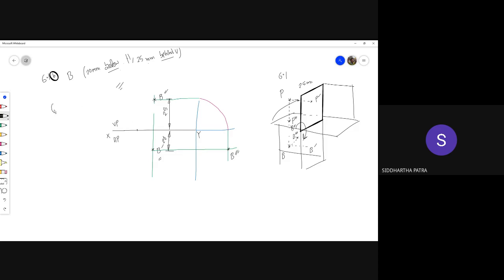Okay. Now, what would be interesting is to look at problem number 6.1D, which says draw the projection of D, which is D is 20 mm below H and 25 mm in front of V.